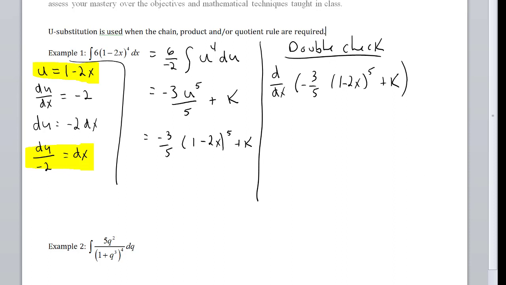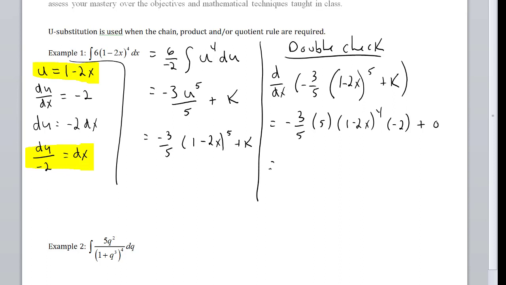Okay, so the -3/5 is a coefficient, so it's going to be there. And then we have parentheses. Now the exponent goes in front, the inside stays the same, subtract 1 from the exponent, then multiply by the derivative of the inside, and the derivative of a constant is always 0.